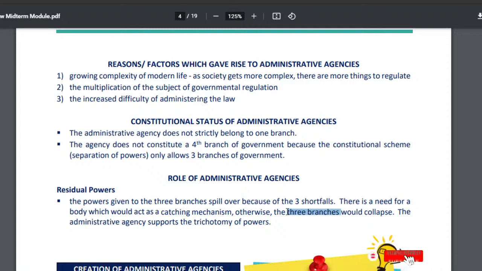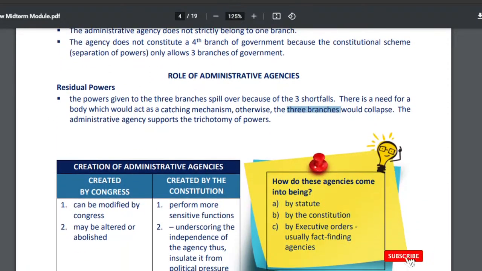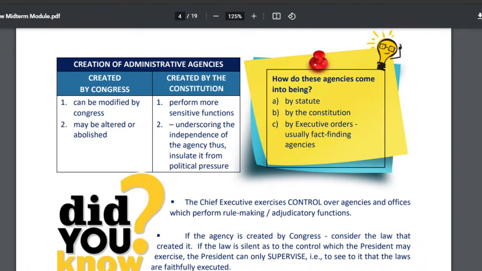Sila na yung magamit ani. The administrative agency supports the trichotomy of powers. Okay, syempre, kung wala ni sila, magkagidlay-gidlay ni atong mga three branches of government, dili sila maka-function as legislative, as executive, or as judiciary. Now, we have here the creation of administrative agencies.